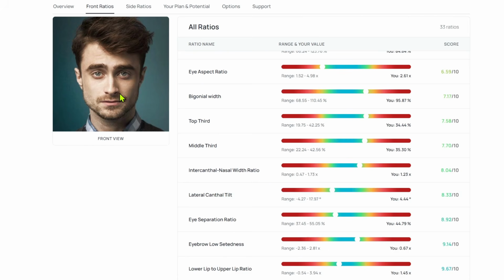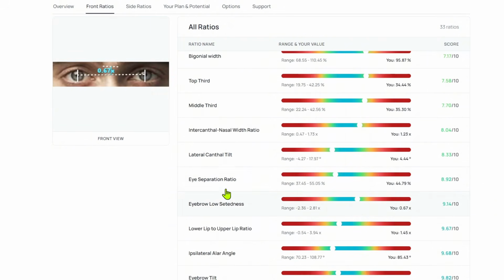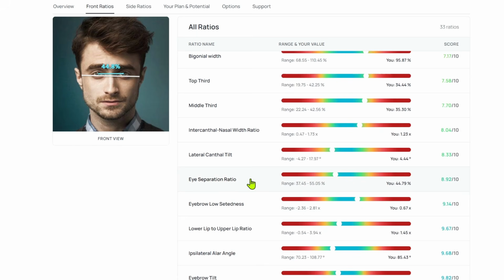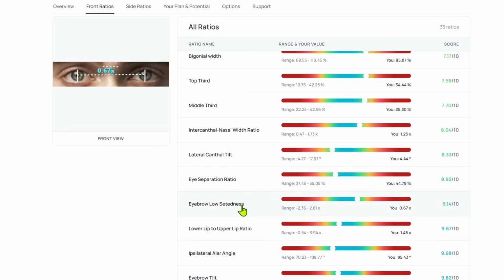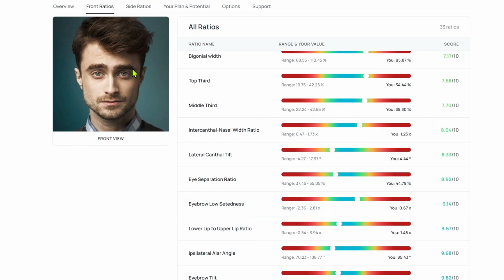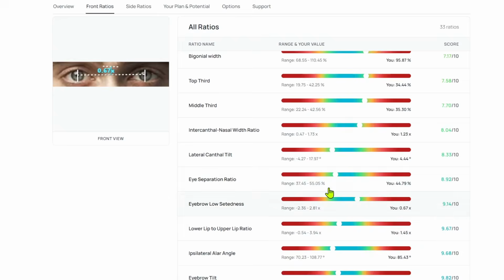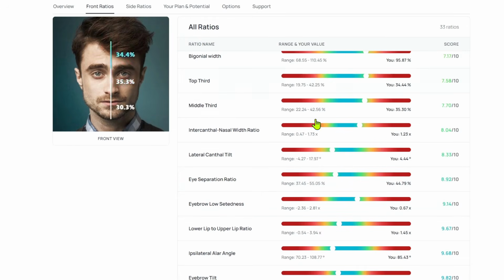Obviously, what's one of his biggest flaws you see on his face? Can you guess? It's his upper eyelid and lower eyelid exposure. Okay. Moving on, his eye separation ratio is an 8.92 out of 10. His eyebrow low-settedness is a 9.14. So he has nice low-set, thick eyebrows. They're also wide comparative to his face.